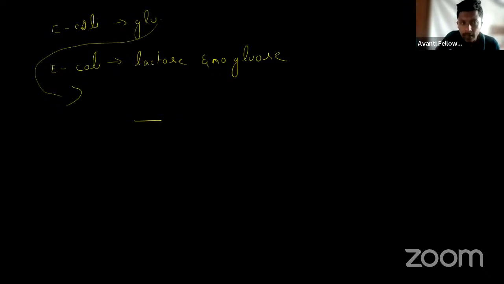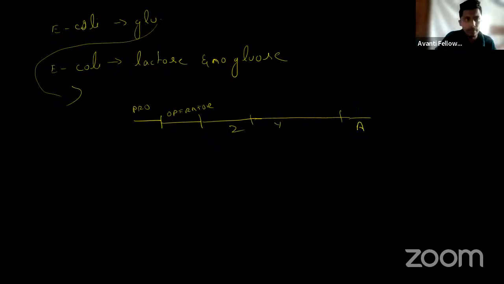Now, if you observe the lac gene, when there is glucose, this is your promoter, this is your operator, and then this is your gene having lac Z, lac Y, lac A. Okay, I'm representing it roughly because of the lack of time. Now, in this E. coli, when there is glucose, what happens here? There is a repressor. So this repressor should be free.